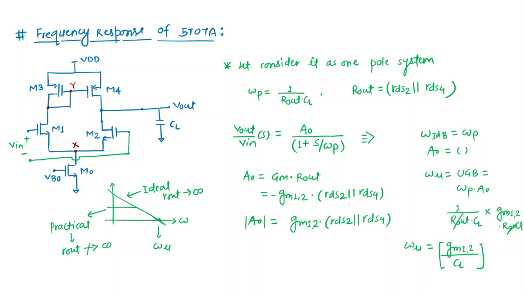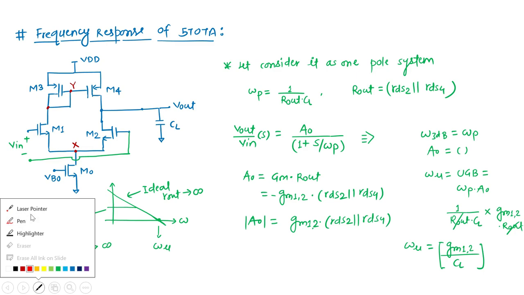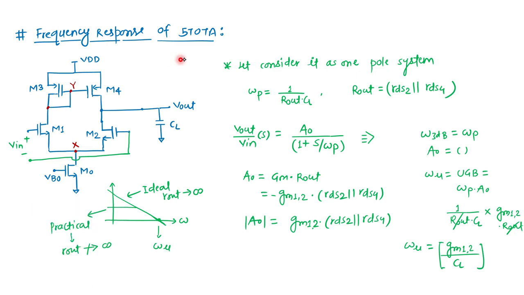So hello friends, in the previous video we discussed the frequency response of the 5 transistor OTA at the transistor level, where we saw that the major contributor to the pole is the load capacitance CL. So this CL is contributing to the load. When we consider this GM cell as an ideal GM cell, then there is a pole at origin.